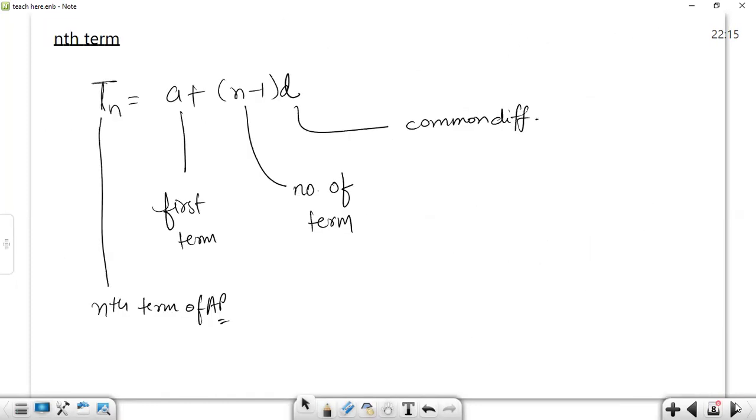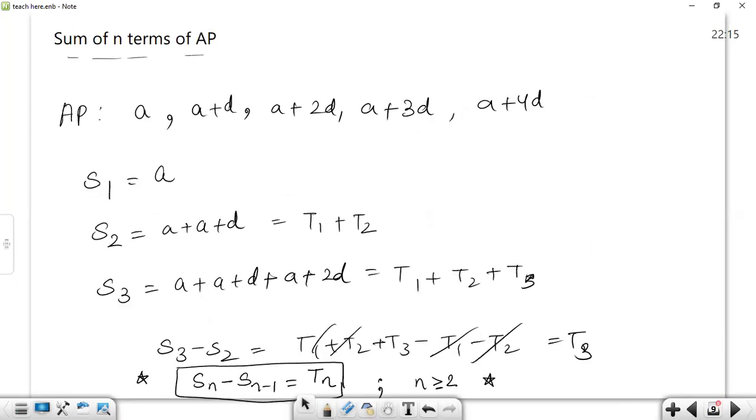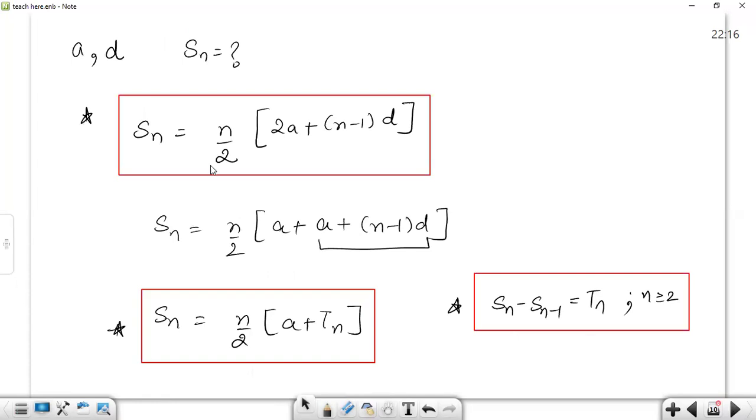You will find the nth term for any arithmetic progression, and also the sum of n terms, and also how we can find the nth term from the sum of n terms and the sum of n minus 1 terms, and also the formula of the sum of n terms.